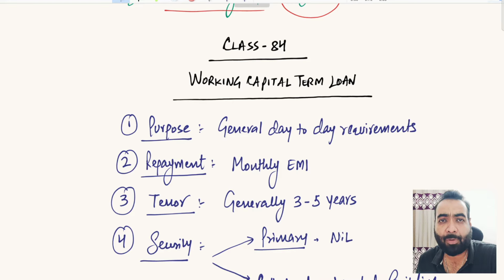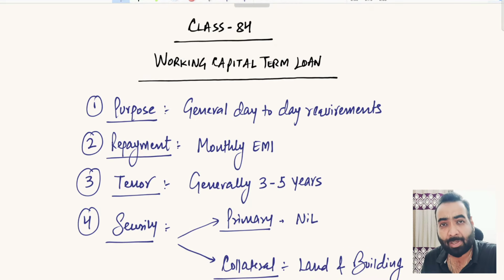In the previous two videos, we have discussed the concept of machinery term loan and building term loan. And now in this video, we will cover working capital term loan, that is WCTL. So what is working capital term loan? Why is it given? What are the key features of this product? Let us discuss all in full details through this video.